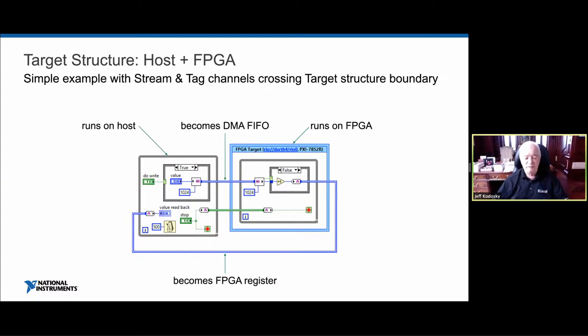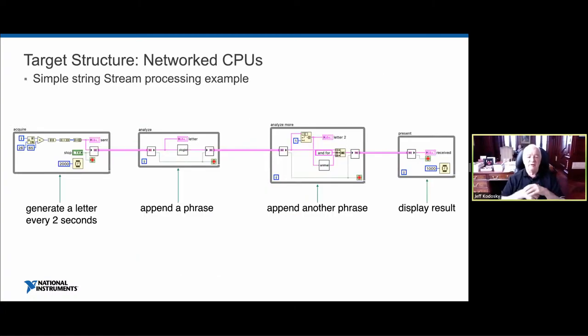I've been focusing, on the other hand, on looking at the networked CPU case. And so I'm going to illustrate that with this little example that I created, a simple stream processing example again, where the loop on the left here generates a letter each 2 seconds. And then the first loop appends a phrase, second loop appends another phrase, third loop displays the result.